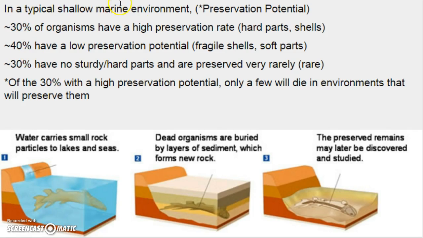In a typical shallow marine environment, we're talking preservation potential here, about 30% of organisms have a high preservation rate. They have a chance of being fossilized. They have hard parts or shells. 40% have a low preservation potential. They're either fragile shells or soft parts. And 30% have no sturdy or hard parts at all, and they're very, very rarely preserved. So of the 30% with a high preservation potential, only a few of them will die in environments that will actually preserve them.